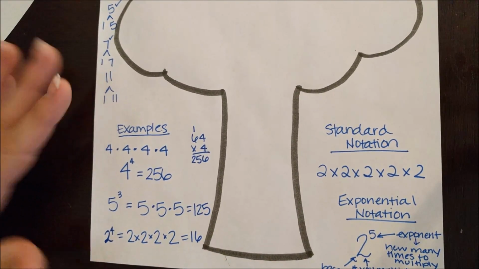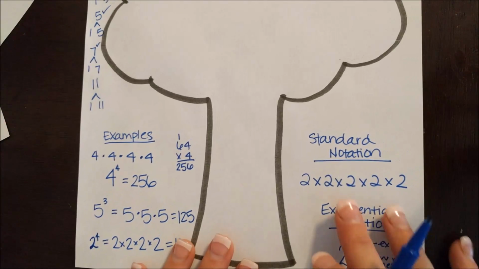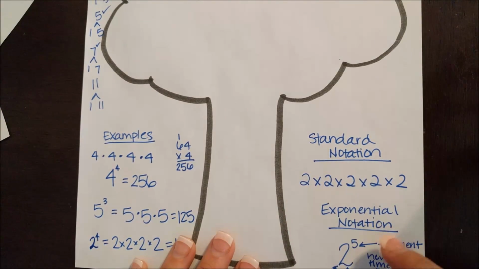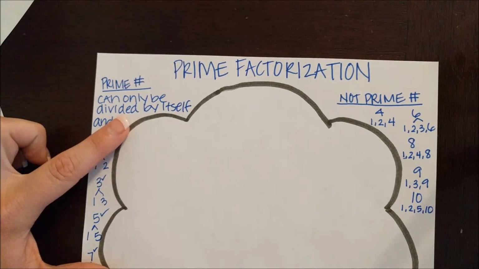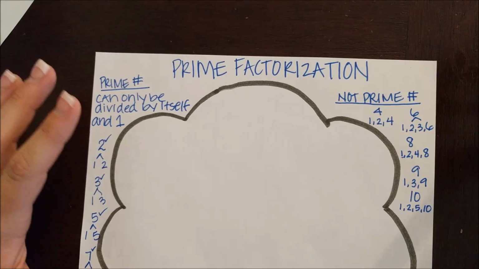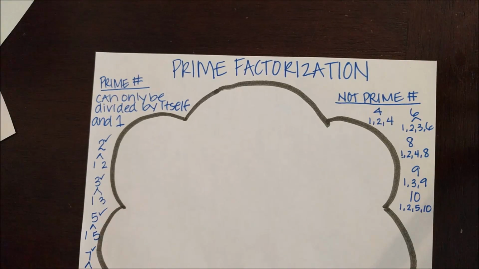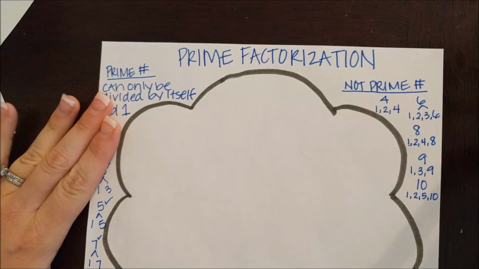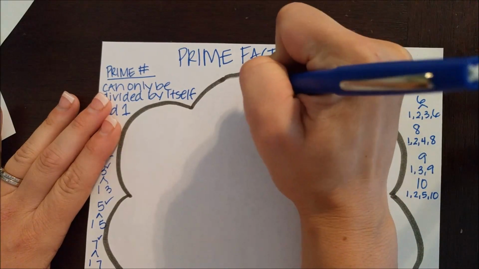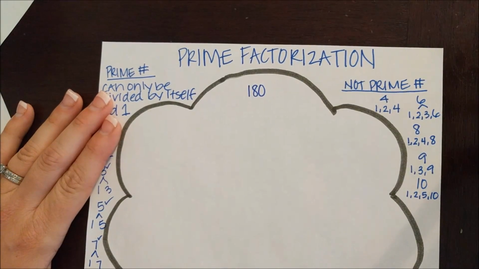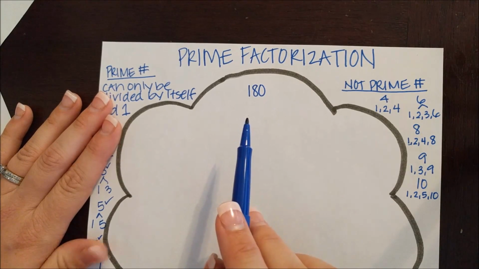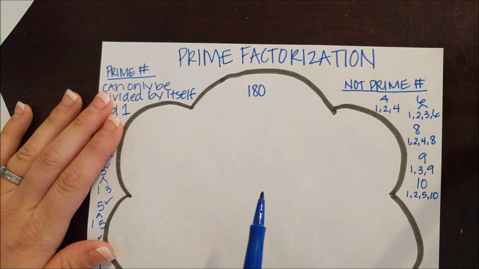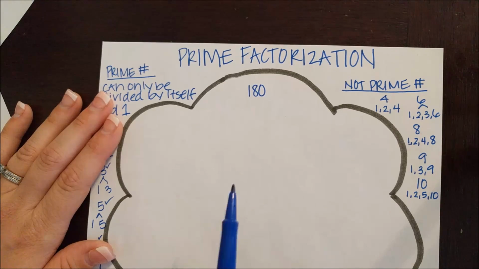All right, so now that we've dealt with standard notation and exponential notation, let's come up here and practice our prime factorization, making factor trees. So how we're going to do that is we're going to start out with a number. We're going to start out with the number 180. I need to find the prime factorization of 180, so that means I need to get down to all prime numbers. Factors that are only prime numbers.